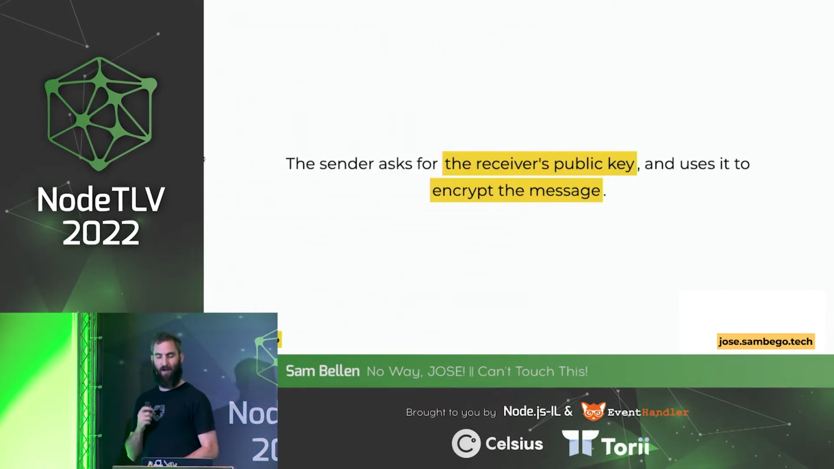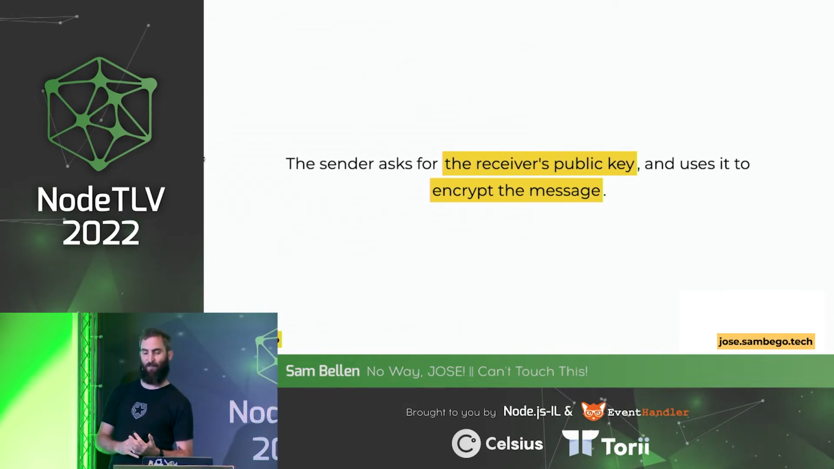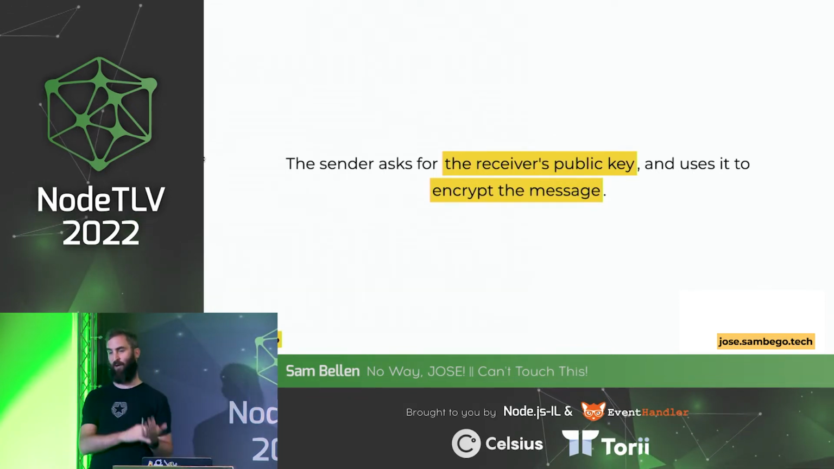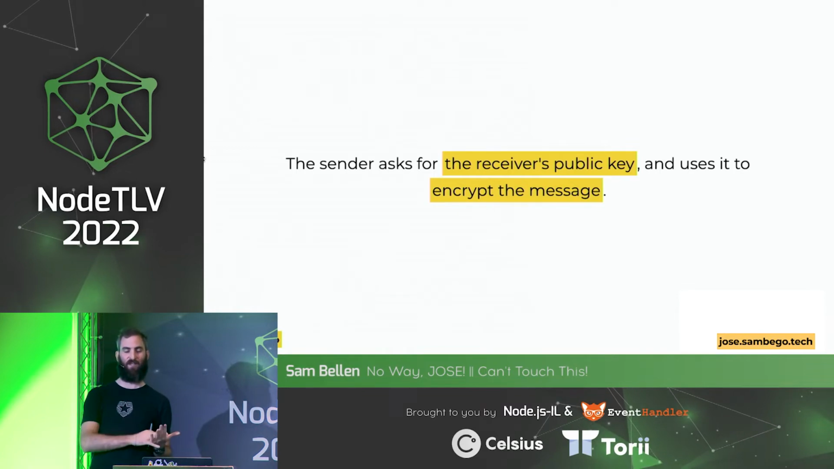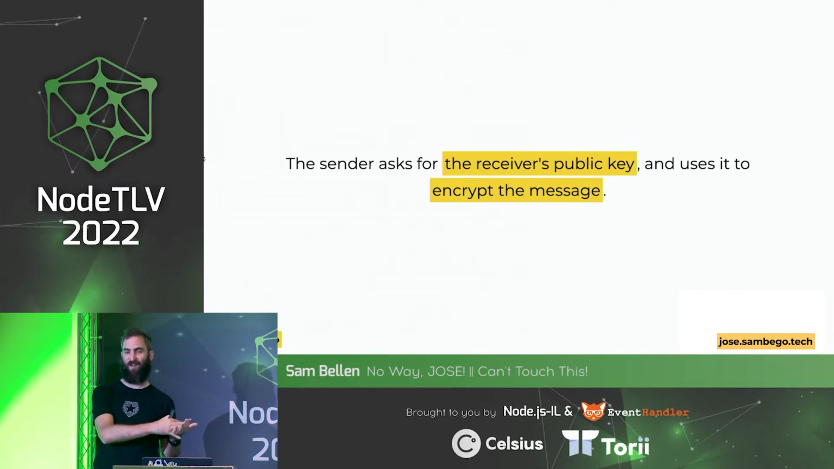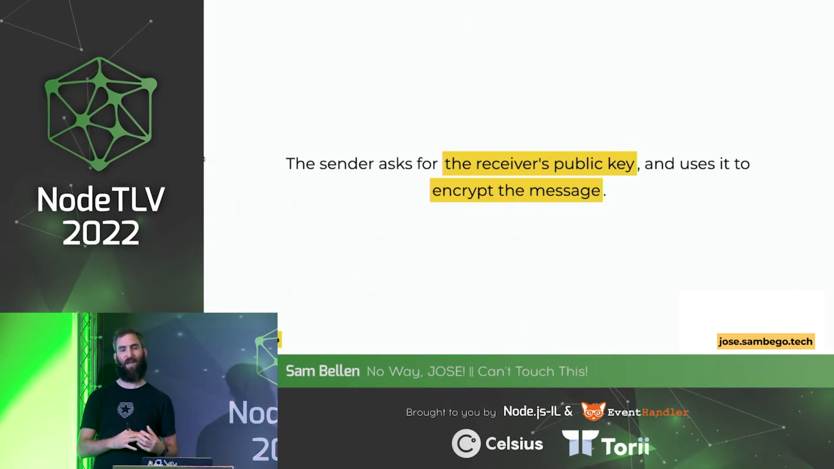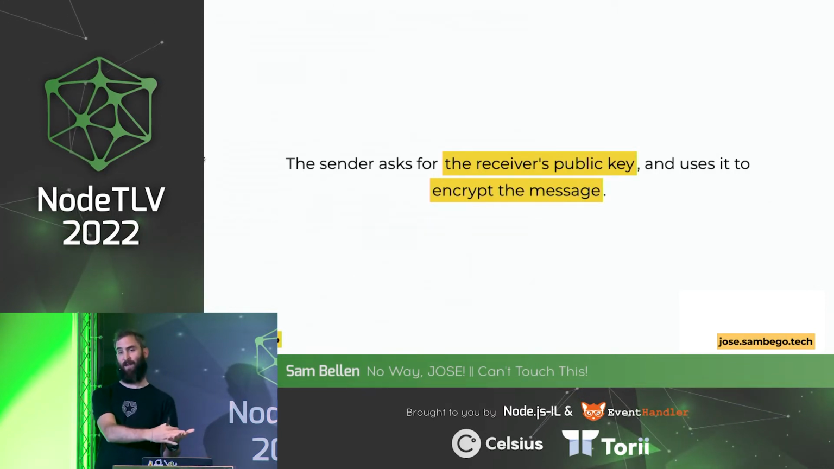Asymmetric encryption is kind of the same, but it has one big difference. You don't use the shared secret for both encryption and decryption. You use the receiver's public key to encrypt the message. And this is also different from signatures, where you use your private key to sign and the public key to validate.